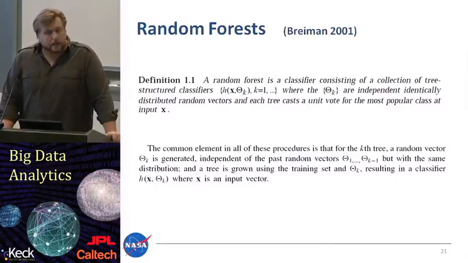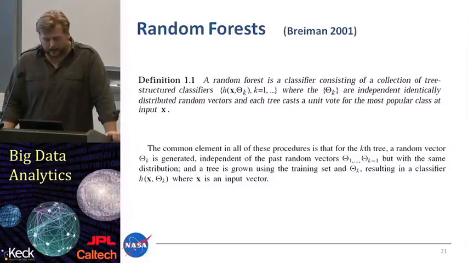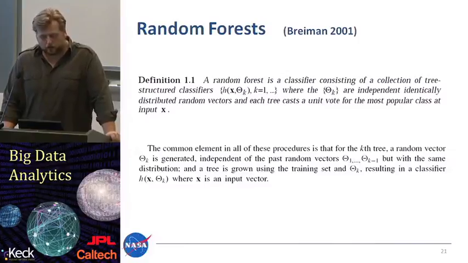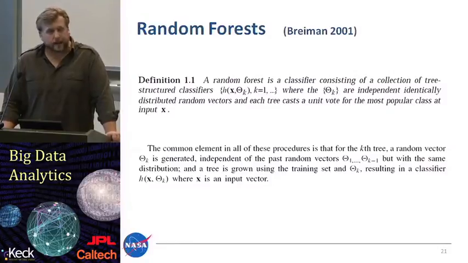A random forest is defined as follows. A random forest is a classifier consisting of a collection of tree-structured classifiers h, which take x, the feature vector, as input, based on some parameters at the split nodes theta k. These theta k are IID distributed random vectors, and each tree casts a unit vote for the most popular class at input x. That's the classical definition Breiman used. Nowadays we have variants on that in different aspects, which I will also introduce later.